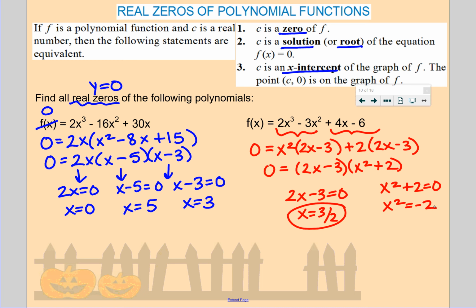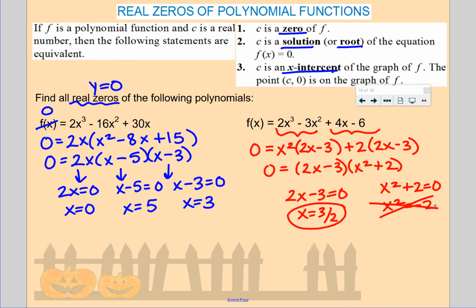What's going to happen if I take the square root of a negative? That's an imaginary number, right? Are we looking for imaginary zeros right now? We are only looking for real zeros. So although there will eventually be a solution that we'll care about from that, right now our answers are only the real zeros, which that's not going to be a real number. So 3 halves is the only actual x-intercept you're going to see on the graph if you check it.